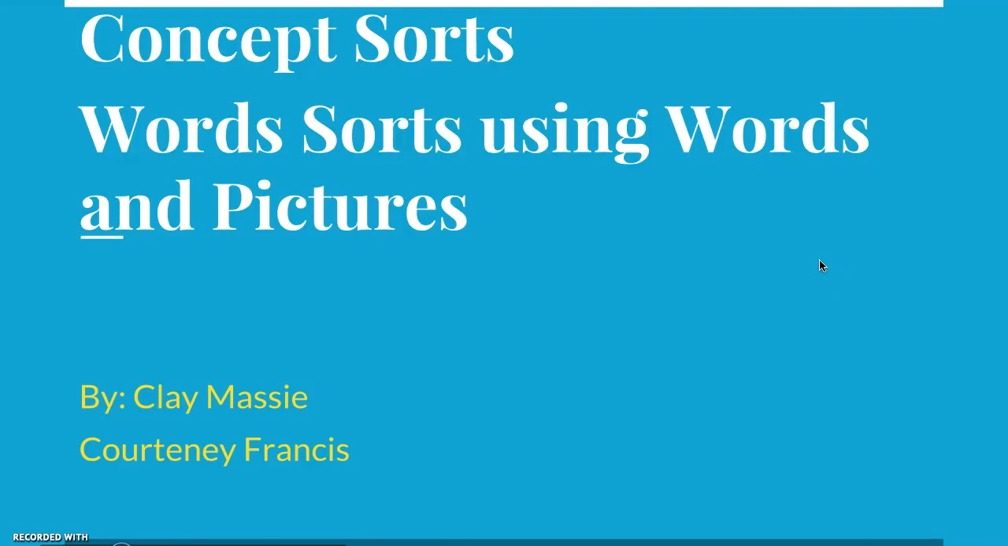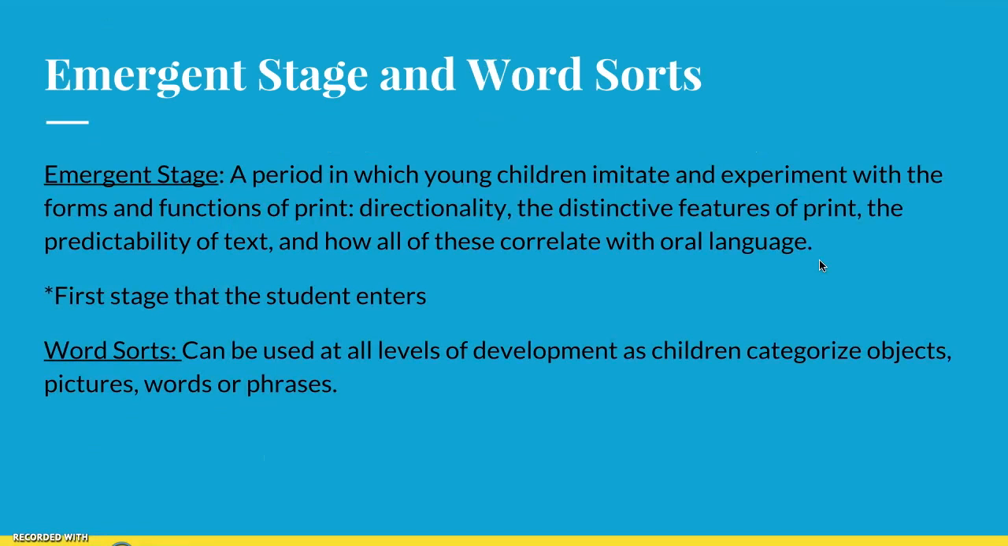And for this project, we picked concept sorts and word sorts, using words and different types of pictures. We first looked at the emergent stage, and we found the word sorts and the activity that we'll be doing in this stage in our book.